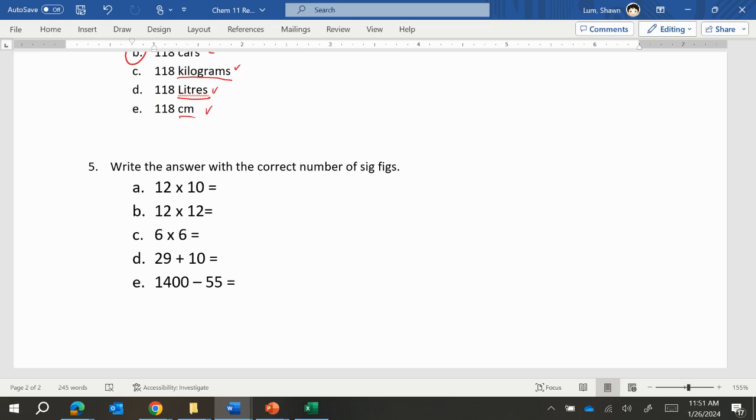Write an answer with the correct number of sig figs. 2 sig figs times 1 sig fig will be 1 sig fig. So 12 times 10 is 120. Convert that to 1 sig fig. 100 is the answer. Okay? So if you wrote 100, correct. If you wrote 1.0 times 10 to the 2, incorrect. This is 2 sig figs. We need to have 1 sig fig. So you could be weird and go 1 times 10 to the 2. This is also correct. But this is definitely not.